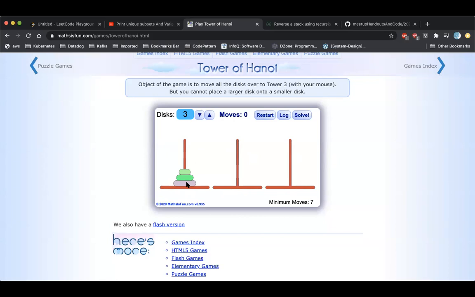The problem you have to solve is to move this disk from the source to the destination. You can use this helper rod to do that. The reason you need the helper rod is that there are a couple of conditions: you can only move one disk at a time, and you cannot put a bigger disk over a smaller disk. I think those are the only two conditions that we have.